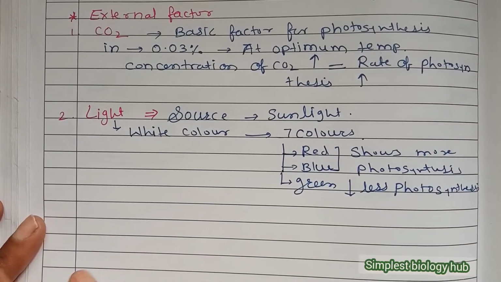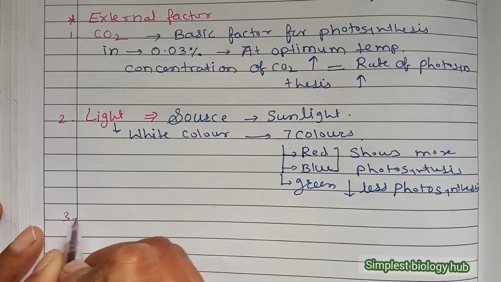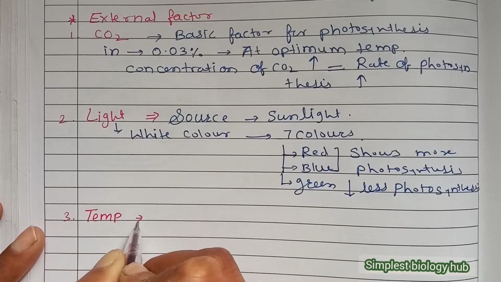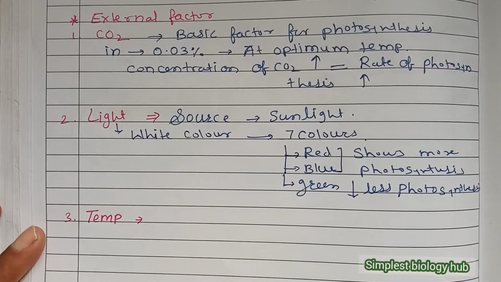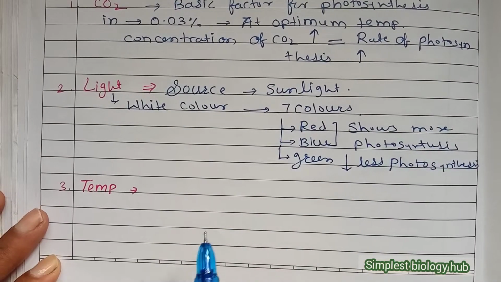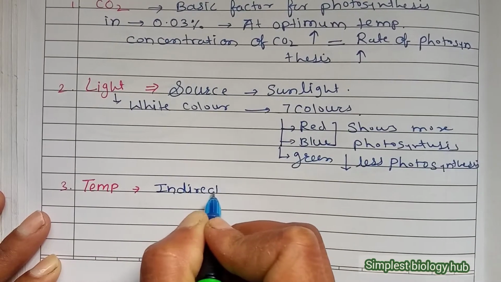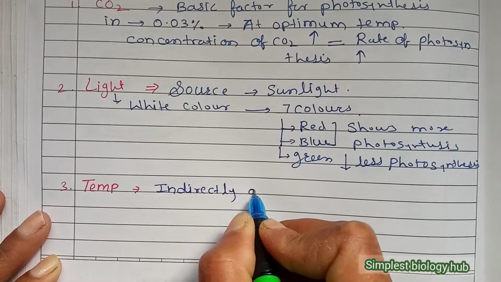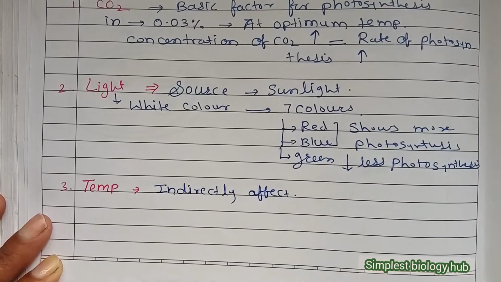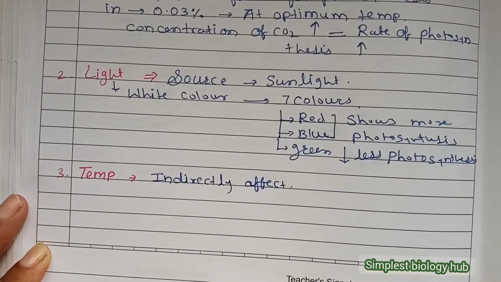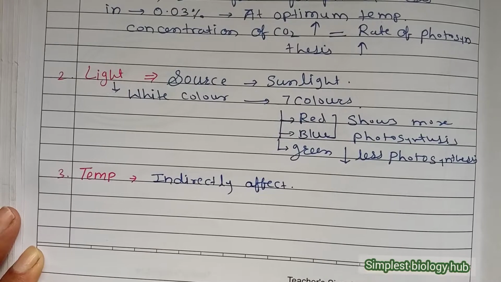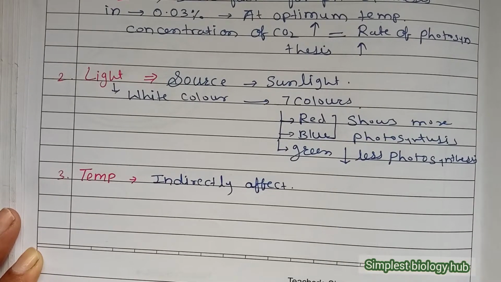The next factor is temperature. Temperature does not directly affect the rate of photosynthesis, but it affects it indirectly, because there are so many environmental conditions in different places, and according to those environmental conditions, plants adapt themselves, and their rate of photosynthesis is also different.